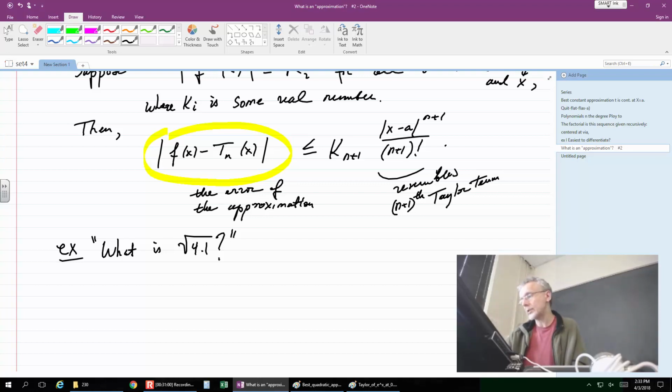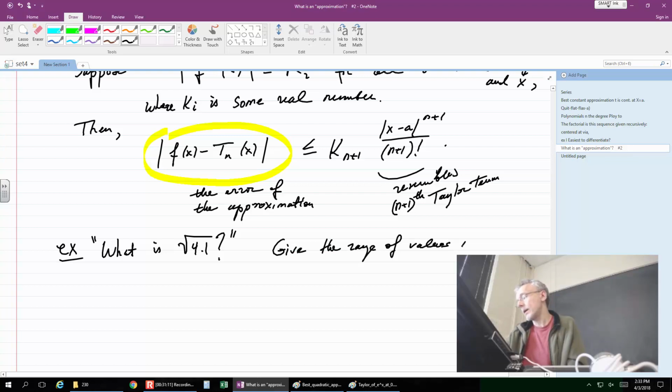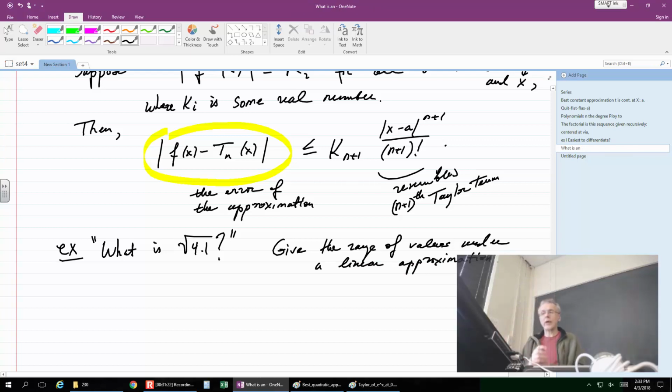So this is how we proceed. In other words, this is how we're going to attack it: give the range of values under a linear approximation. Okay, so that is our educated answer. Maybe your boss doesn't know approximations, but this is how we're going to do it. So let's redo the linear approximation.